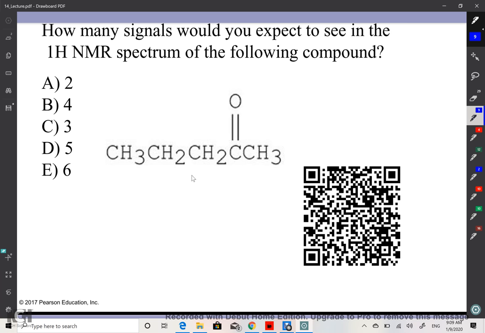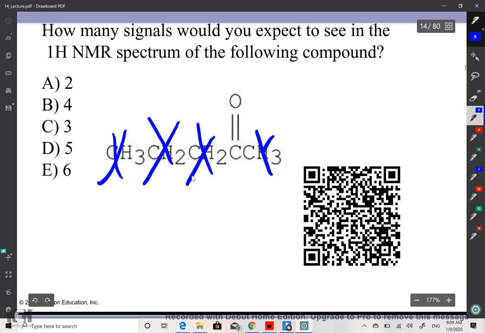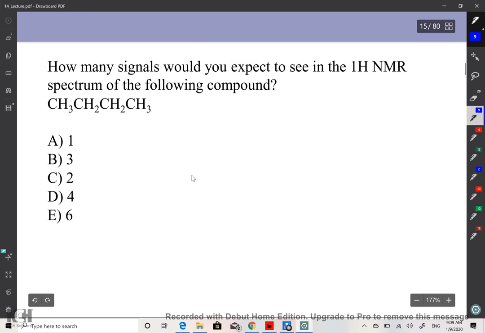How many? Four. 1, 2, 3, 4. Is that okay? So we expect to have 4 signals over here. We expect to have 4 signals over here. You guys already have some multiple choice questions correct.